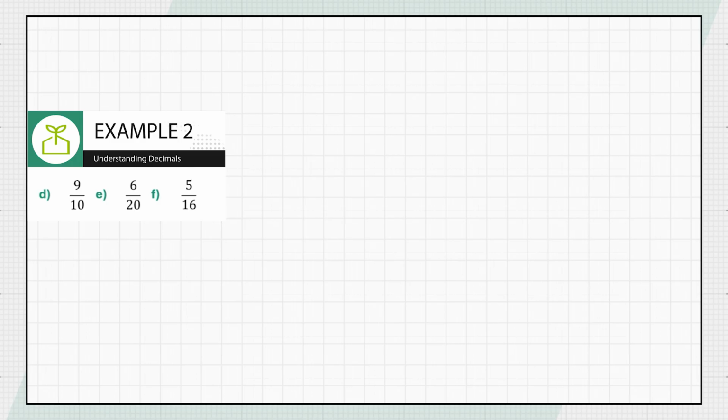Alright, let's get going. So, let's start with D. So for D, we had 9 over 10. Now, we can do this as a division problem. It's quite easy to just convert it directly to a decimal, but let's solve for it. So we've got 10. How many times does 10 go into 9? Well, 0. How many times does it go into 90? 9 times. So this is 0.9.